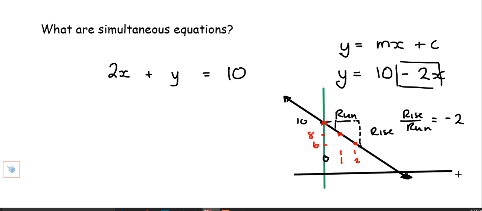Okay. Yeah? So the next point would be at 3, 4. The next point would be at 4, 2. That way round.